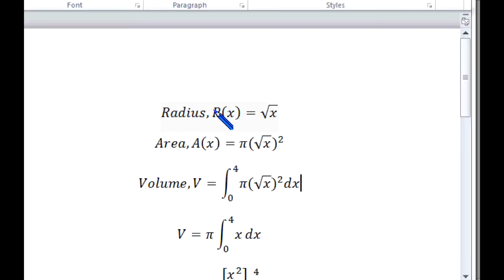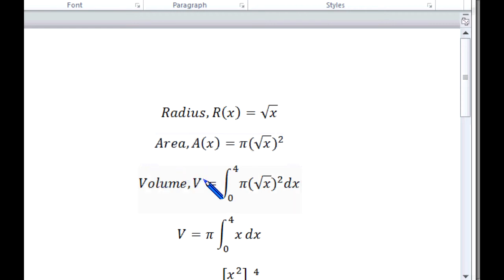First, we need to find the radius. The radius is given by the function earlier, square root of x, and then we can find the area. The formula given is pi r squared, and the function of r is the radius, square root of x. So we get pi times square root of x squared, and then we can find the volume.